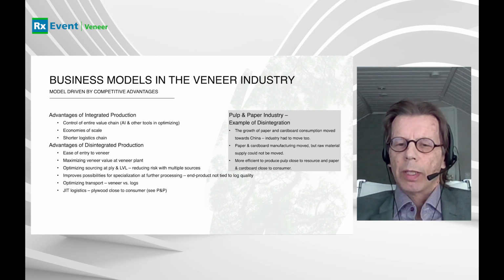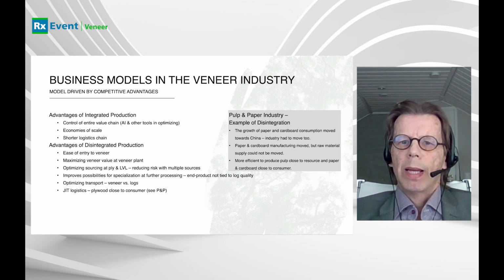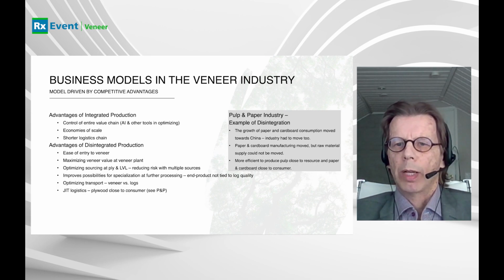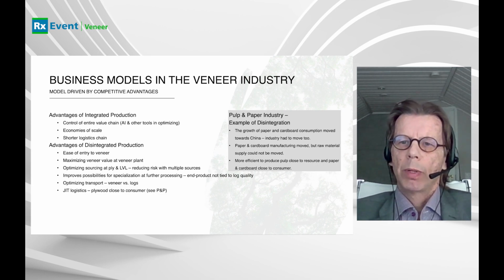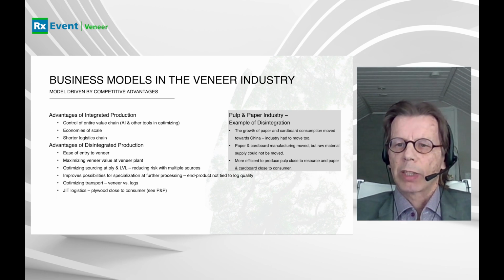But in the beginning of this century, the paper demand growth moved from having been focused on Europe and North America to China. China became the driver of paper and cardboard demand. And China in itself doesn't have a very large timber resource to get raw materials for pulp manufacturing. And therefore it became more competitive to produce pulp close to the resource, for example, in the Nordic countries and in Brazil or elsewhere in South America, and then producing paper and cardboard close to the market in China.